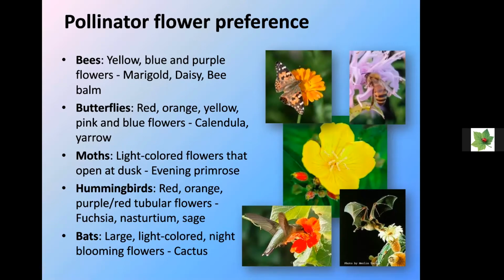And then bats like those lighter colored night blooming flowers, such as a cactus, which we don't have as much here, but we still end up having enough different types of flowers that are out and open for them, along with the different insects that they're eating, that we see many bats around still.